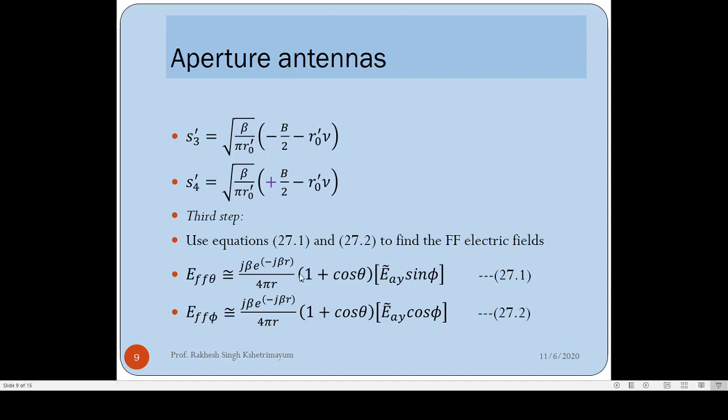You have the cosine variation 1 plus cos theta. This function, which is the 2D Fourier transform of the electric field, will also have theta variation. And this is the usual j beta exponential minus j beta r by 4 pi r. So we just need to plug in the 2D Fourier transform of the aperture field to get the electric field in the far field, theta and phi component, of the E-plane sectoral horn antenna.